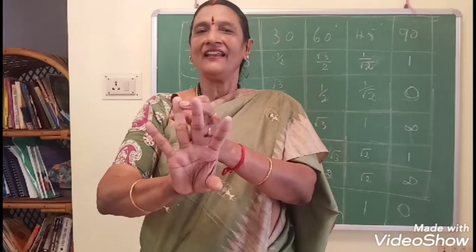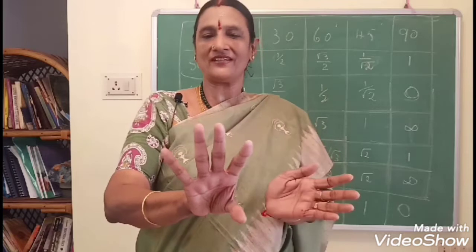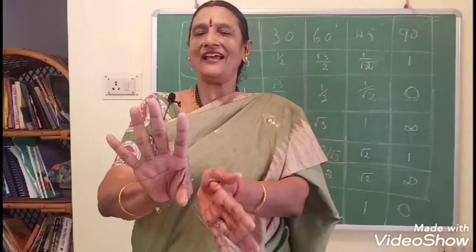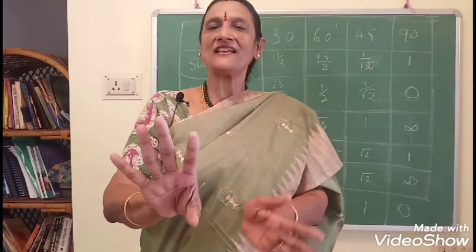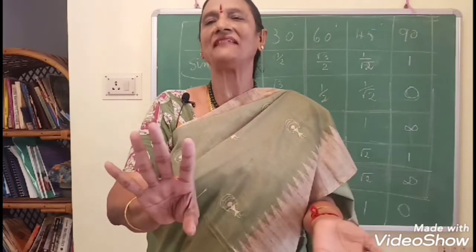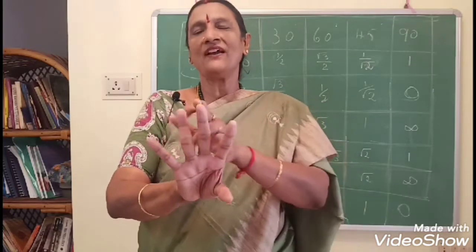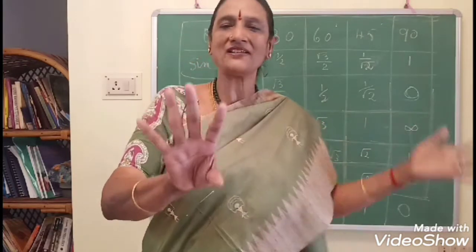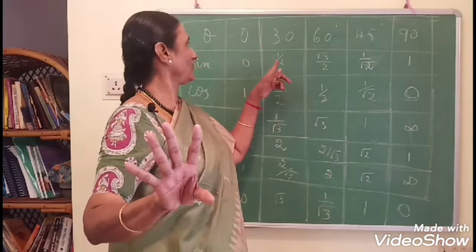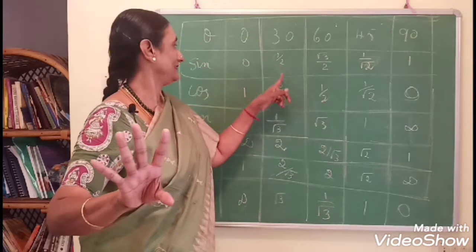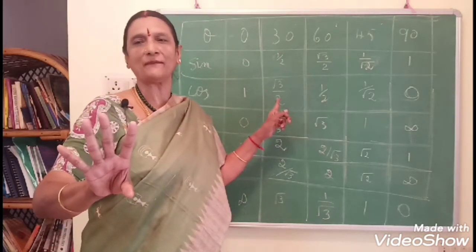Clear? Now, cos. You should see to your left. So, if you see to your left, how many fingers are there here? 3. What is the square root of 3? Root 3. What is there in the denominator? 2. Therefore, what is cos 30? Root 3 by 2. Are you understanding? Sine 30 is half. Cos 30 is root 3 by 2.